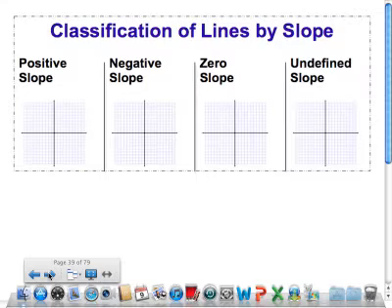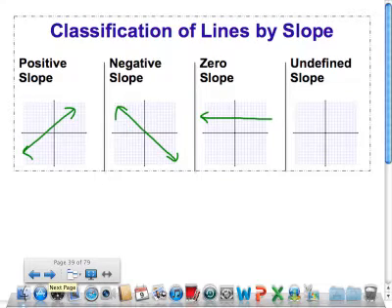So just really quick to classify lines based on their slope. A positive slope will rise when you go from left to right. A negative slope will go down from left to right. 0 slope is horizontal. Undefined slope is any vertical line. So there's kind of a summary of the different types of slopes. Those are the only slopes you can have: positive, negative, 0, or undefined slope.